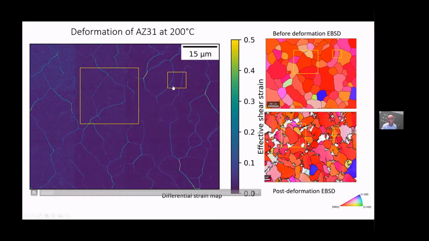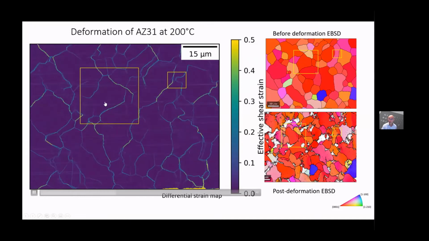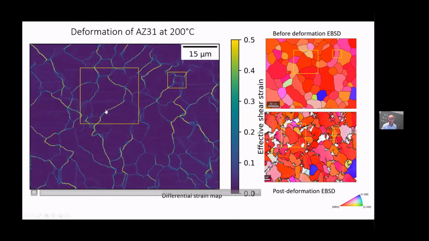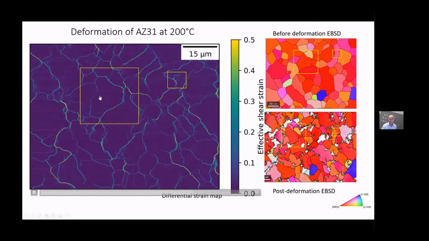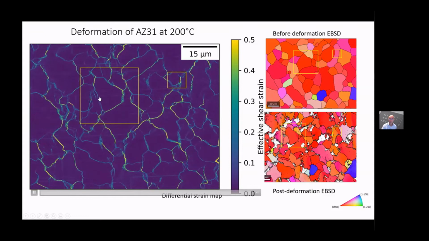You'll see the grain boundaries pinch off here. And similarly in this grain, you'll see the grain boundaries pinch off here. Here it comes. I think, there we go. And a new grain is formed.